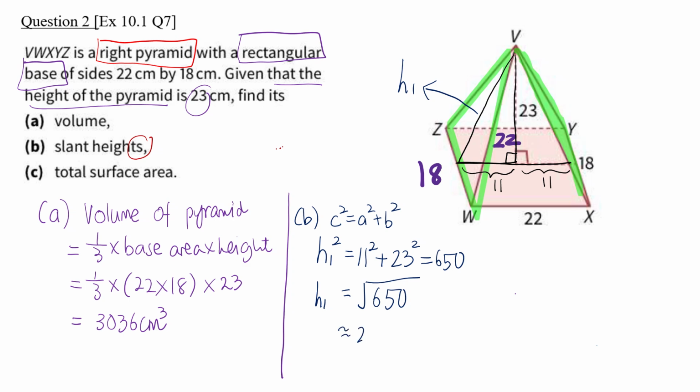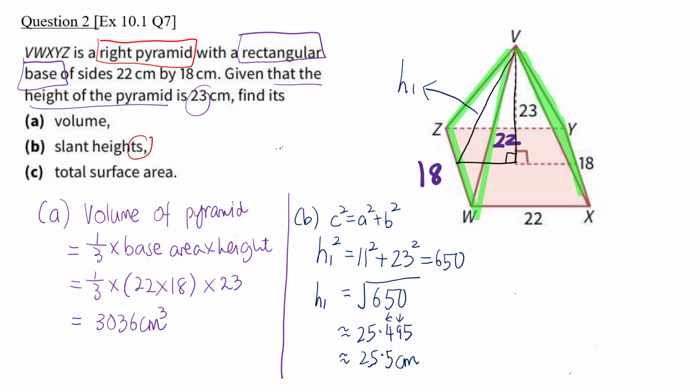And that gives you 25.495. To three significant figures, you look at the fourth number. The fourth number is 9, carry 1 to 4, so it's 25.5. And since we're finding height, the unit is in centimeter. So that is our H1.